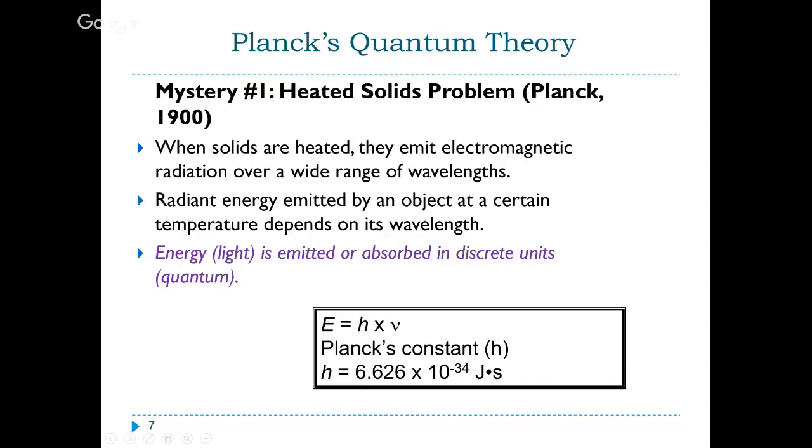So the equation is energy equals Planck's constant times frequency. And Planck's constant, given down here, is 6.626 times 10 to the negative 34th joule seconds. So this is multiplied together. This just tells us that energy is directly related to the frequency.